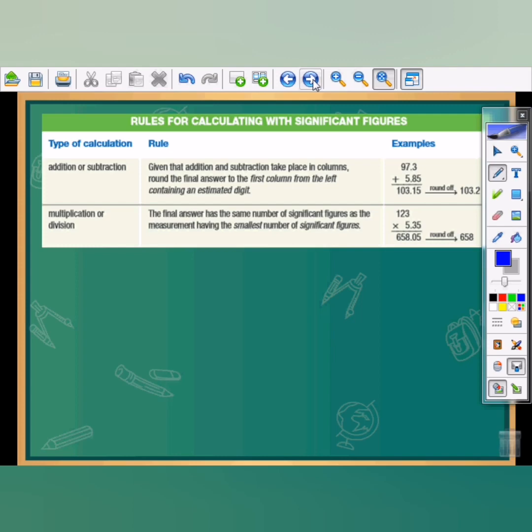Rules for calculating significant figures. When you add, subtract, multiply, or divide: given that addition and subtraction take place in columns, round the final answer to the first column from the left containing an estimated digit. You have an example here.